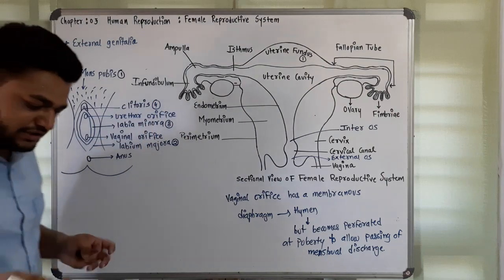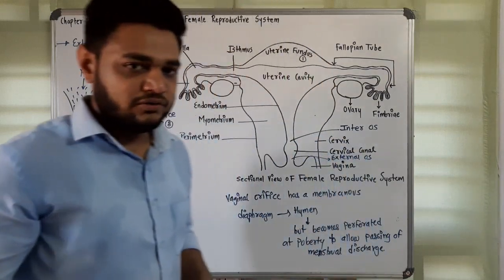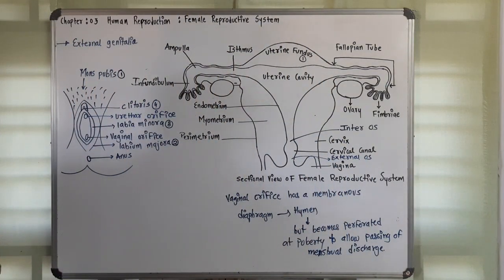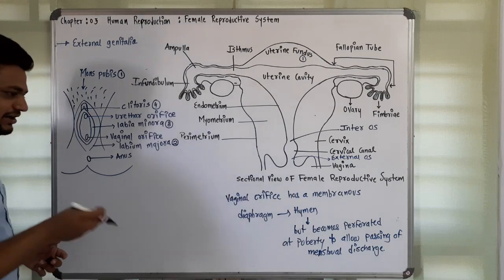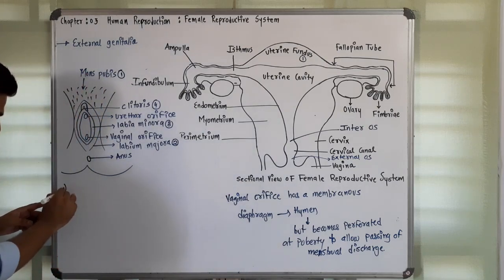The hymen we have already discussed, that is a membranous diaphragm present at the opening of the vagina, so we are not going to take it right now. We are discussing the first one, that is mons pubis.